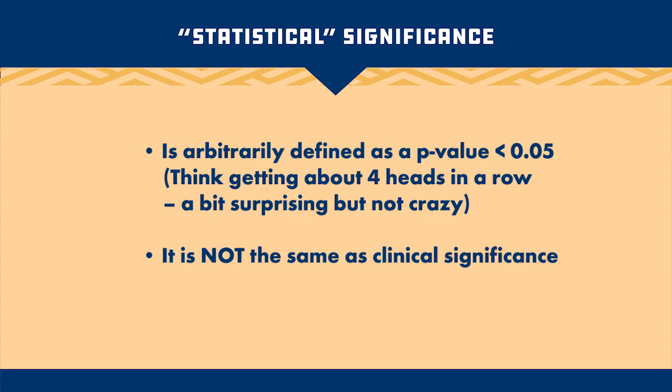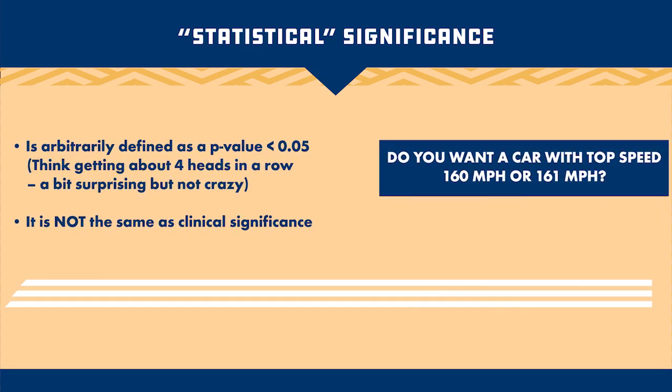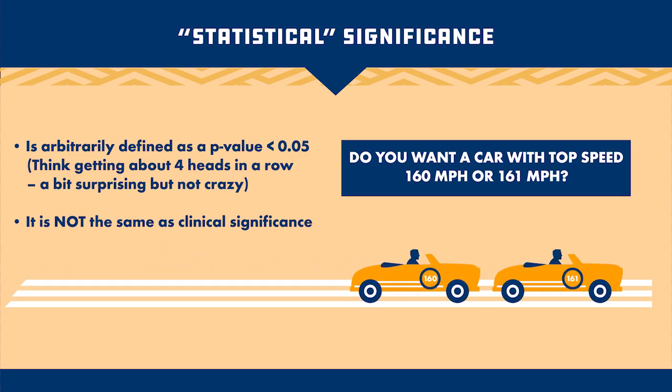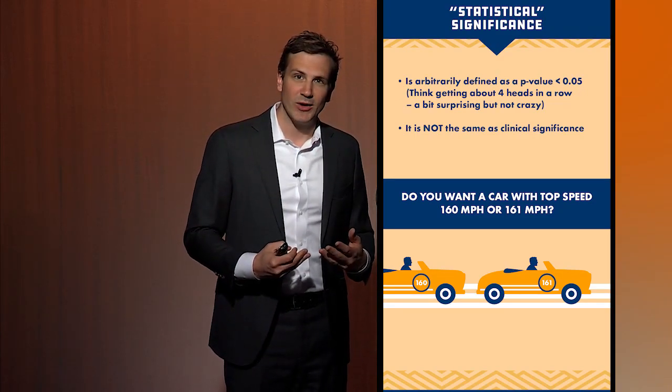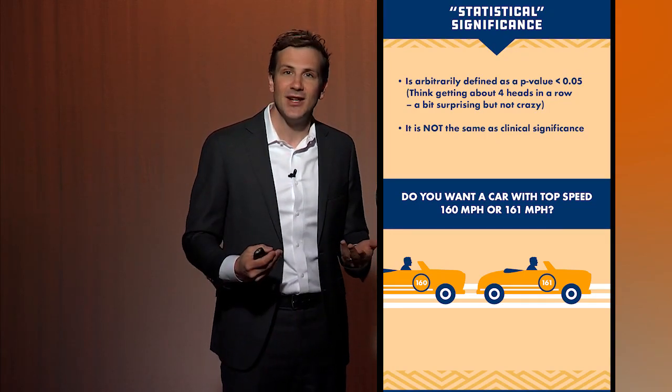To give you a sense of that, think about testing 2 cars, okay, to see what their top speed is. Now, we might show statistically that one car has a top speed of 161 miles an hour and one car has a top speed of 160 miles an hour, and we can show that those are statistically different, that they are not the same top speed, they are different top speeds. But honestly, between 160 and 161, do you care that much? Maybe a few of you do. I certainly don't. I don't think I've ever gone 160 miles an hour in a car. I don't want to ever go 160 miles an hour in a car. So this is a difference between statistical significance and clinical significance.